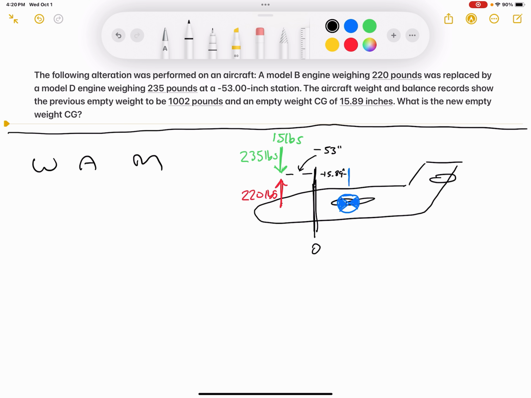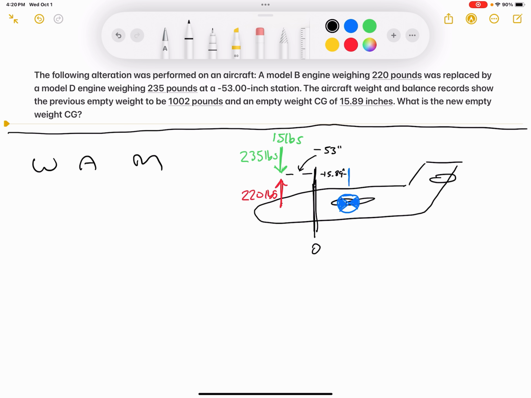So we have our aircraft. It already has an empty weight and an empty weight center of gravity, but modifications were made, so we can calculate the new empty weight center of gravity instead of having to reweigh the entire aircraft and redo the entire empty weight CG calculation. So let's go back to our equation.